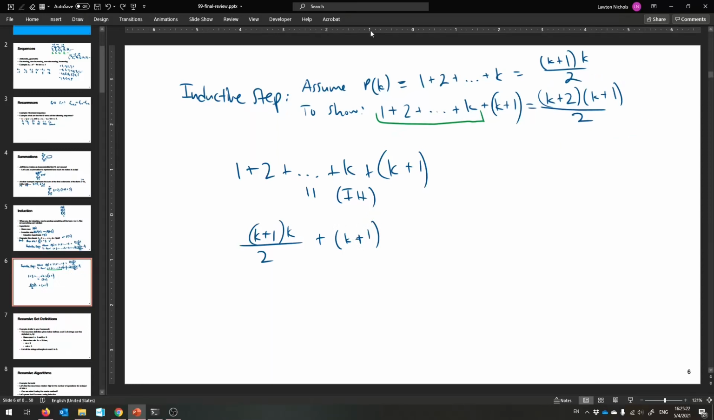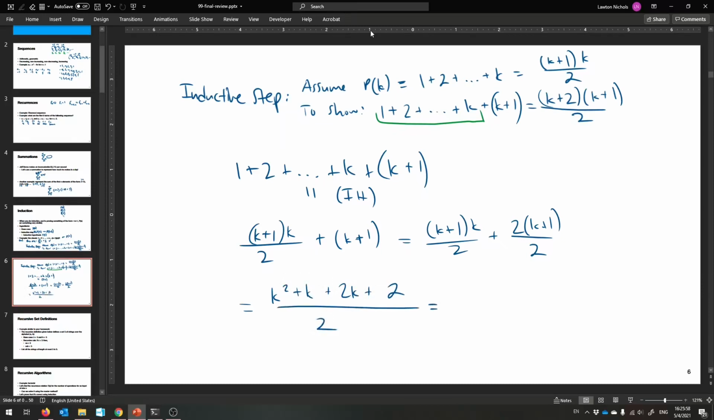And so I guess what we should be doing is bringing this over so we can make a common denominator. So this is k plus 1 times k over 2 plus 2 times k plus 1 over 2. And so now I can bring them together. That is k squared plus k plus 2k plus 2, right? I think that's working. Over 2.